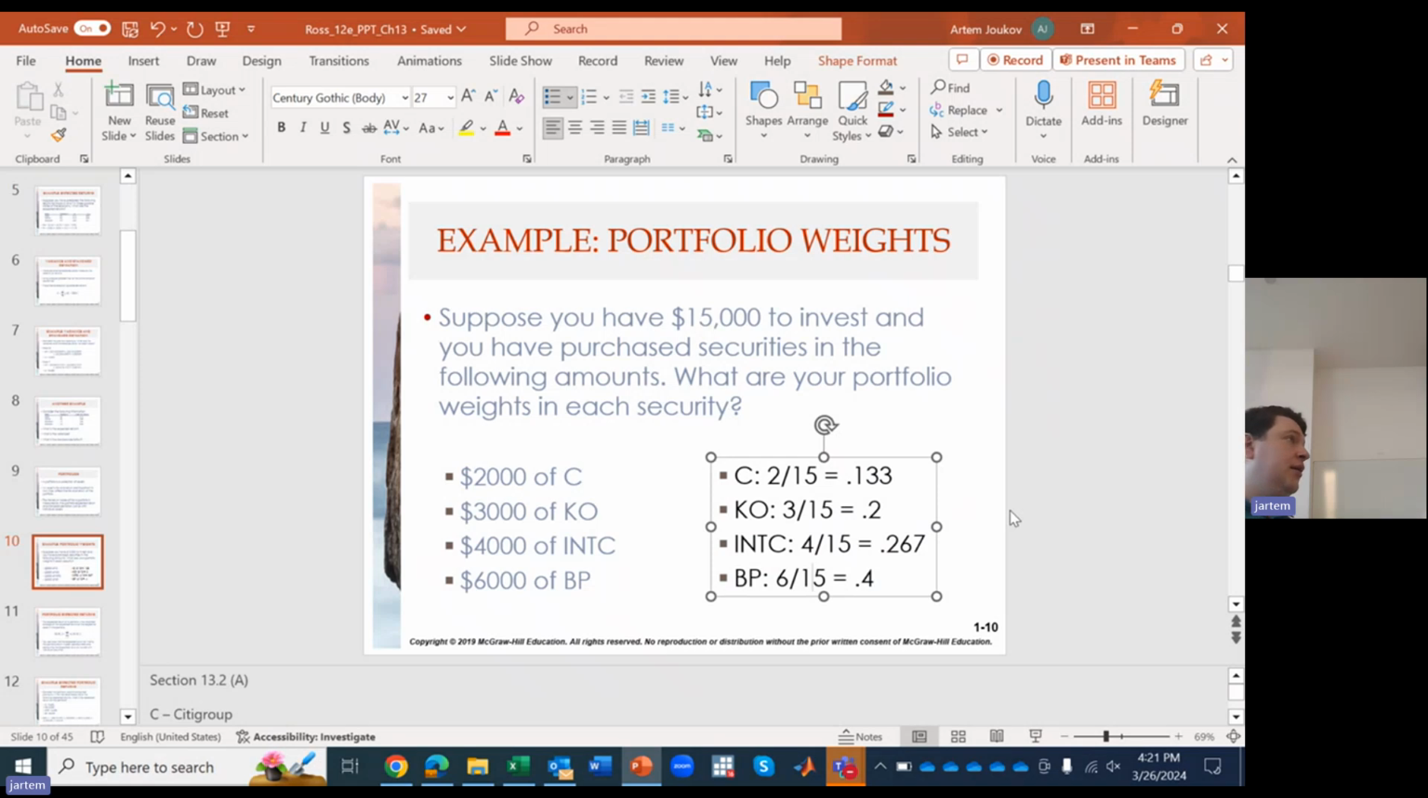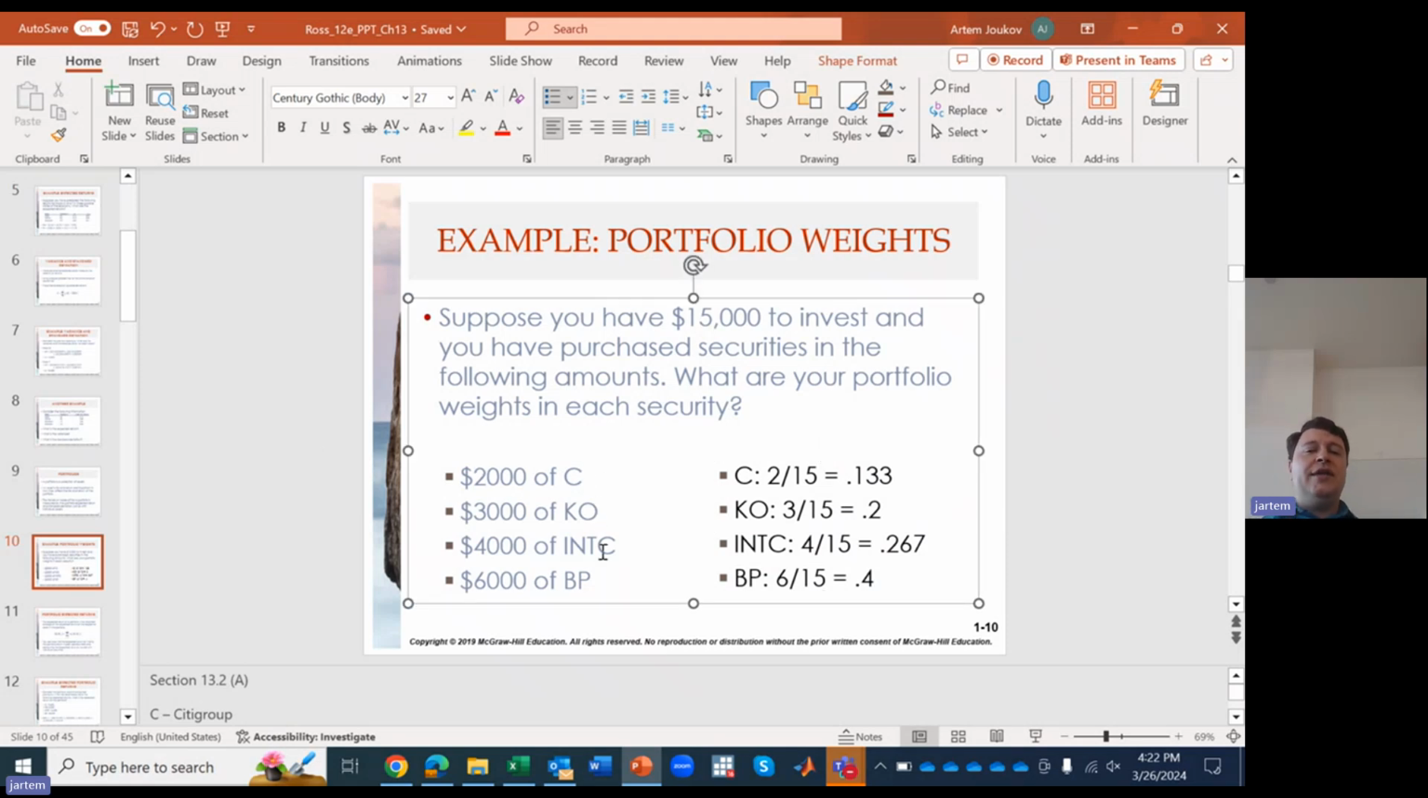Now, just like in the other, in guessing the portfolio weight, or not guessing, but solving for the portfolio weight, let's say I gave you the investments for C, KO, and INTC, but I didn't give you the investment for BP. And I told you, the entire amount of the portfolio was invested. How would you find out that BP was 6,000? Right? If you didn't know.